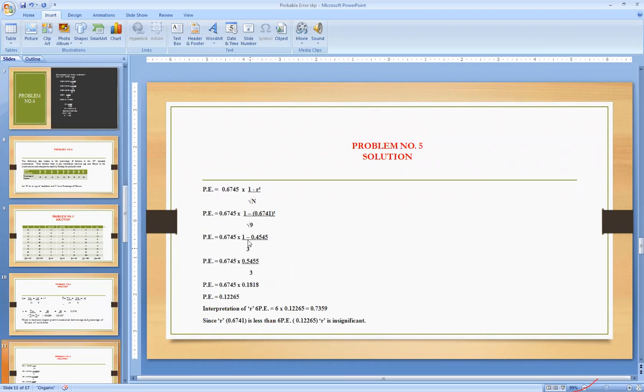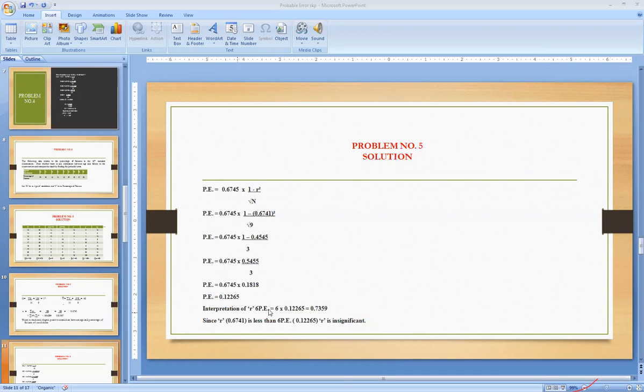Then we should deduct 1 minus 0.4545, and we will get 0.5455 divided by 3. In the next step, we divide 0.5455 by 3. You will get the value 0.1818. Then you should multiply with 0.6745. We are getting the value of probable error as 0.12265.